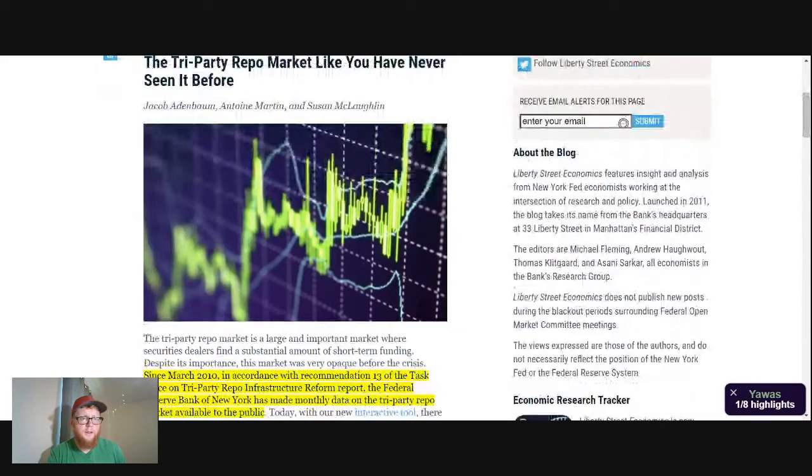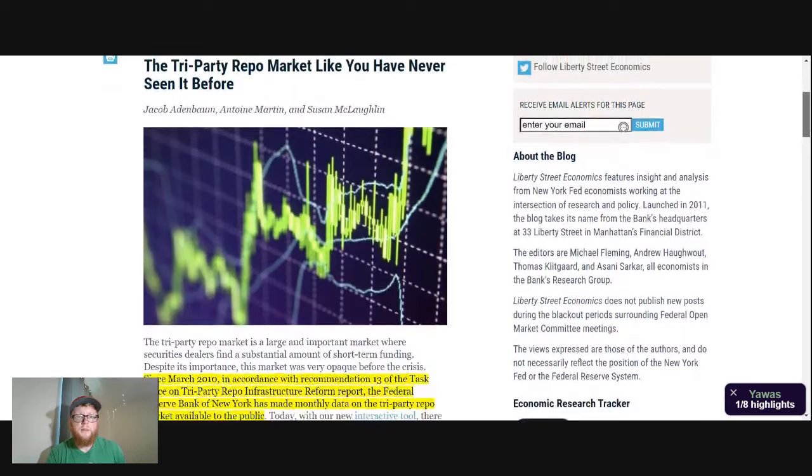I wanted to take a minute to go over the interactive tool that the Federal Reserve Bank of New York has brought out. It was published in 2015, basically about the repo market and trying to make it more transparent in a way. So with that being said, let me screen share the post.